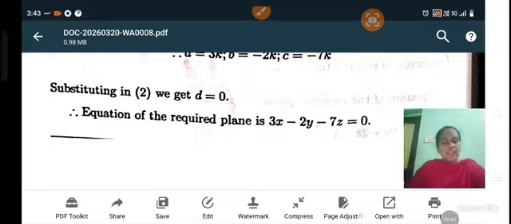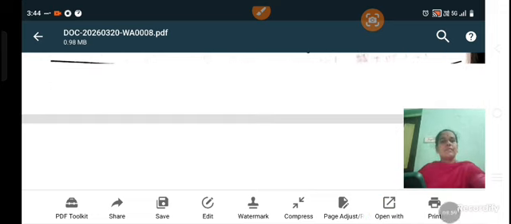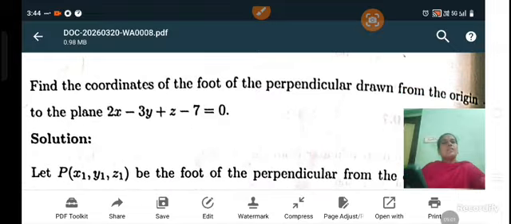This is the equation of the plane passing through the given point and perpendicular to both planes. In the next problem, we will find the coordinates of the foot of the perpendicular drawn from the origin to the given plane. The problem is: find the coordinates of the foot of the perpendicular drawn from the origin to the plane 2x minus 3y plus z minus 7 is equal to 0.